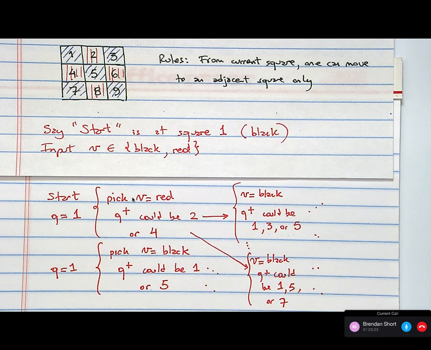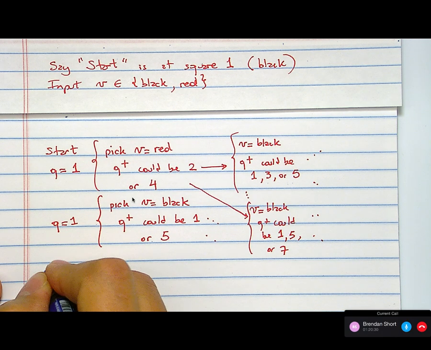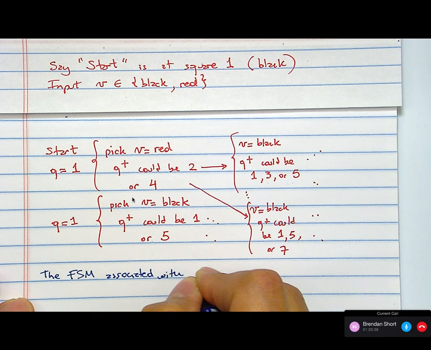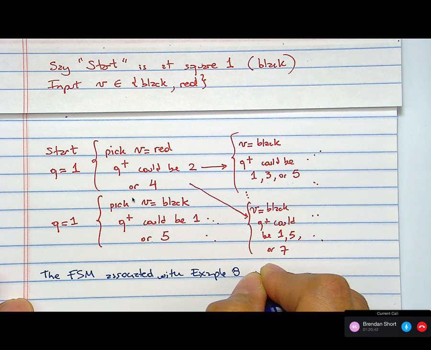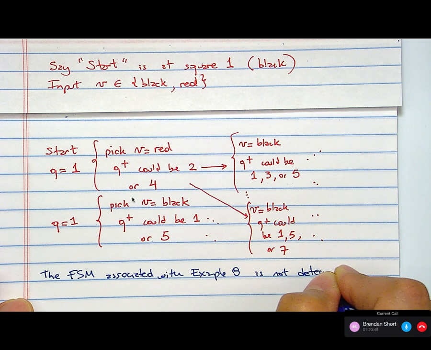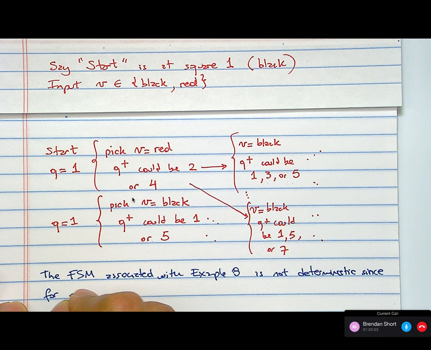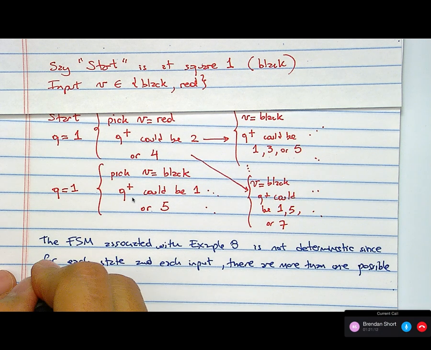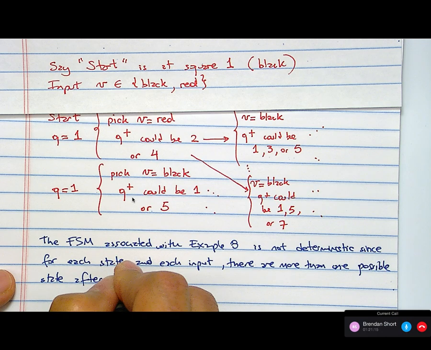And that's the whole point of this, is that the FSM associated with example 8 is not deterministic, since for each state and each input there are more than one possible state after the transition.